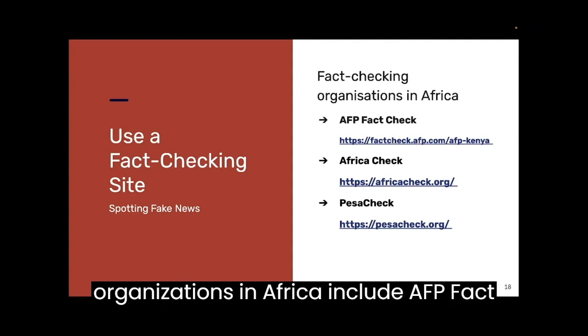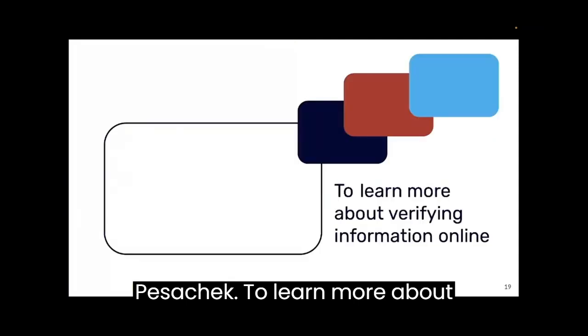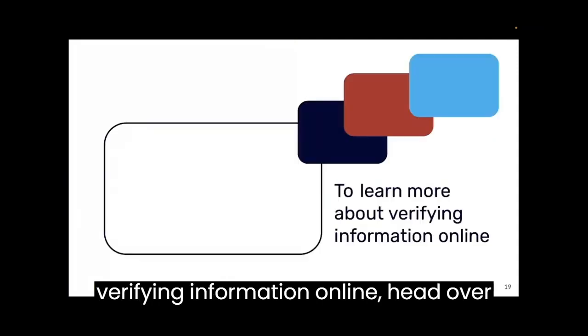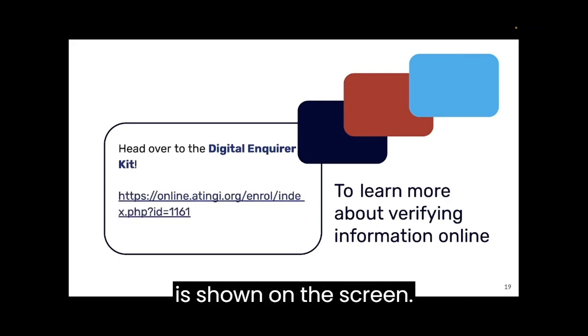Fact checking organizations in Africa include AFP Fact Check, Africa Check, and PESA Check. To learn more about verifying information online, head over to the Digital Enquirer Kit. The link is shown on the screen.